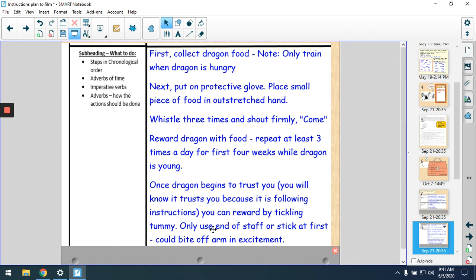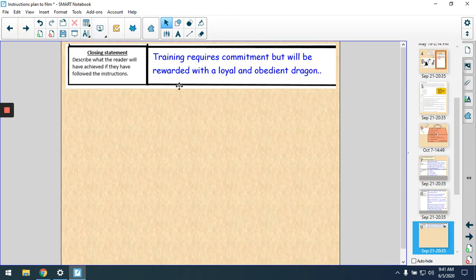Because remember, I said you need the staff or stick in my you will need section, so I do need to include why you need it here in my instructions. Now, this is a note format, so I would expect you probably would have 5 or 6 instructions here, which then you'll add more detail to when you come to write your instructions up. And finally, our closing statement, the importance of training. Training requires commitment, but will be rewarded with a loyal and obedient dragon.